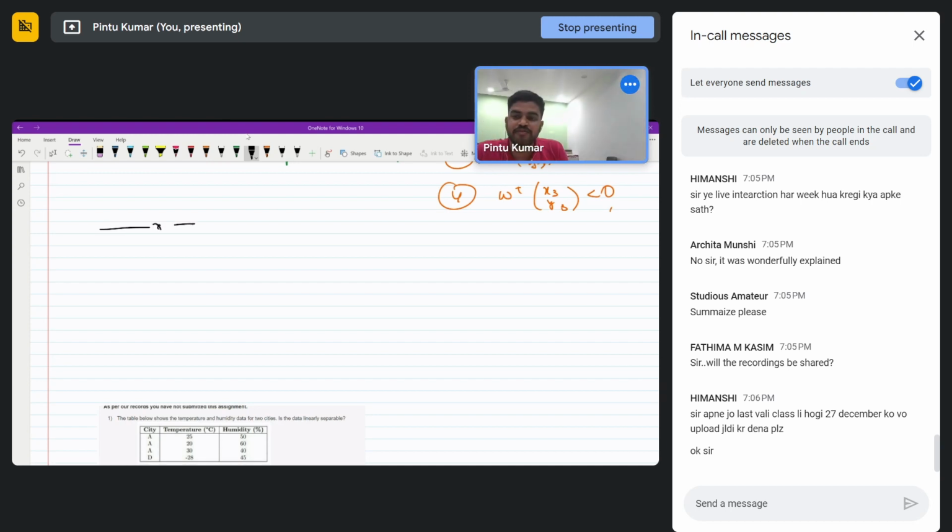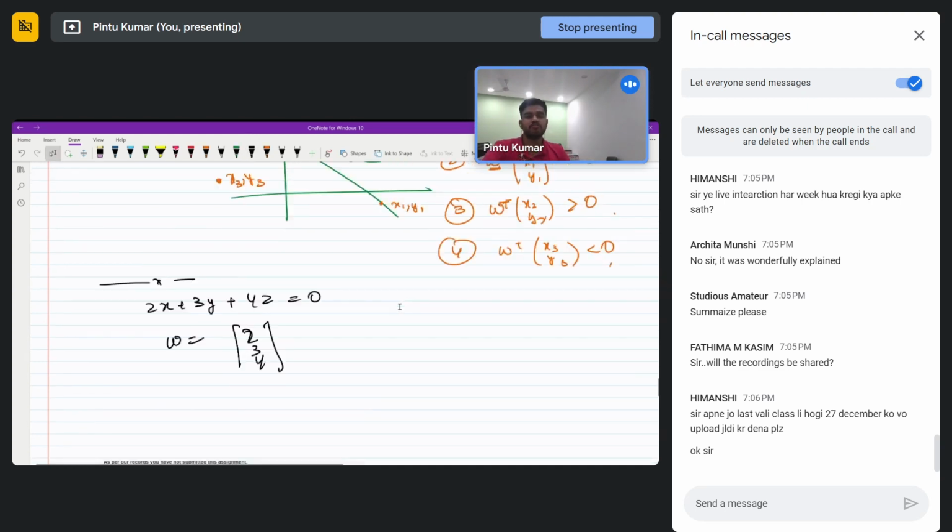Okay, so let's say we have some plane. How does the equation of a plane look? The equation of a plane would look like 3x plus 3y plus 4z is equal to 0, let's say. This is an example of an equation of a plane. Then your w would become 2, 3 and 4. And again, all the 4 points that I mentioned just now would hold.